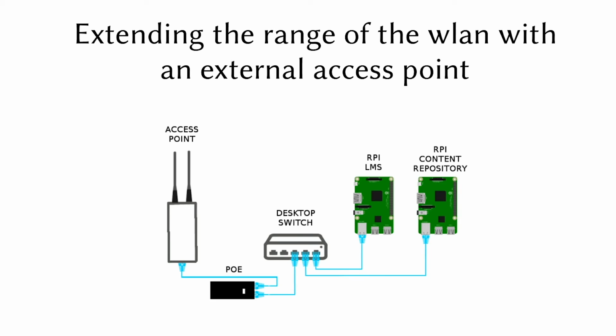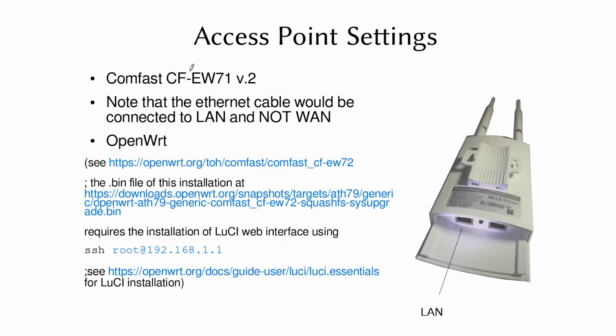Now we are going to extend the range of the coverage of the wireless local area network with an external access point. So here's our setup. We have the two Raspberry Pis. One is the Tambayayong and the other is Moodlebox. Then we attach them to a desktop switch and then connect an access point to the switch via its power over Ethernet adapter using Ethernet cables. So this is an example of an access point device that I'm using, the Comfast CF-EW71, somewhat popular among piso Wi-Fi providers.